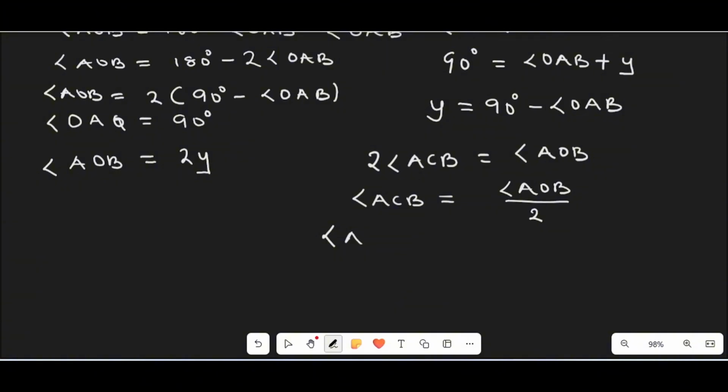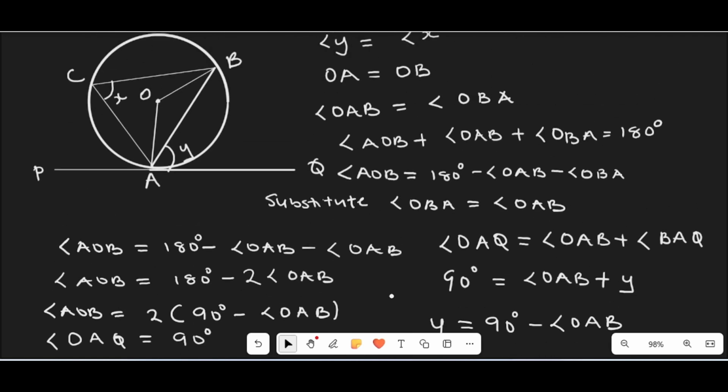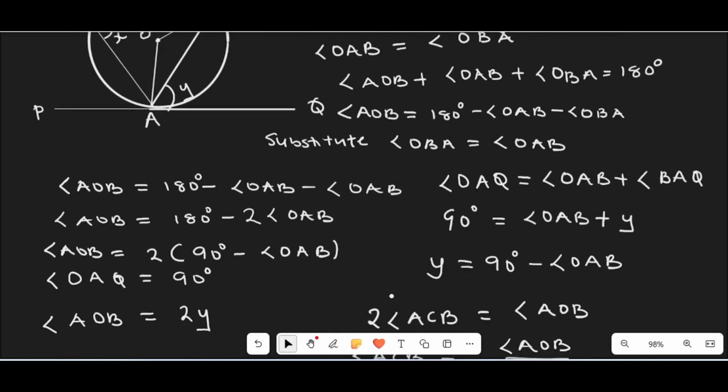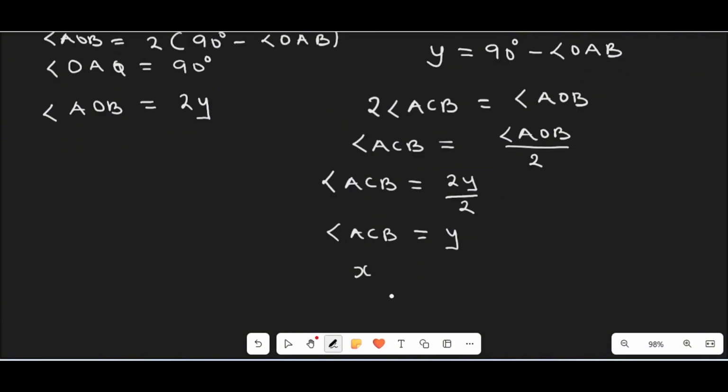Angle ACB equals 2Y over 2. Angle ACB equals Y. And our angle ACB is denoted by X. So we can say X equals Y. Thus, the alternate segment theorem is proved.